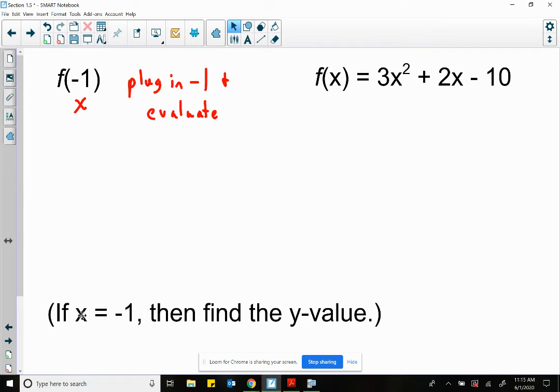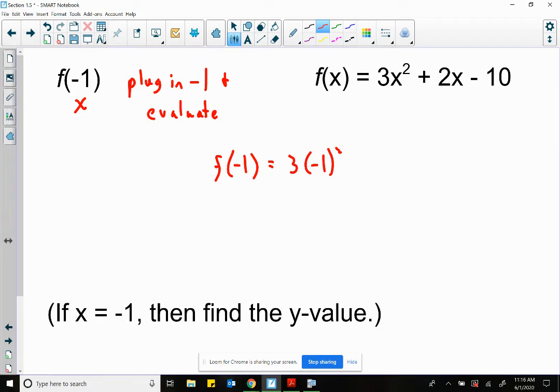So all they're wanting you to do is take this and plug it in. So let's do that. If I take the -1 and plug it in, f of -1 equals 3, oh, I see an x, so that's negative 1 squared, plus 2, oh, I see an x, so that's negative 1 minus 10. And then you just perform a little bit of PEMDAS. So be careful with your PEMDAS here. Okay?